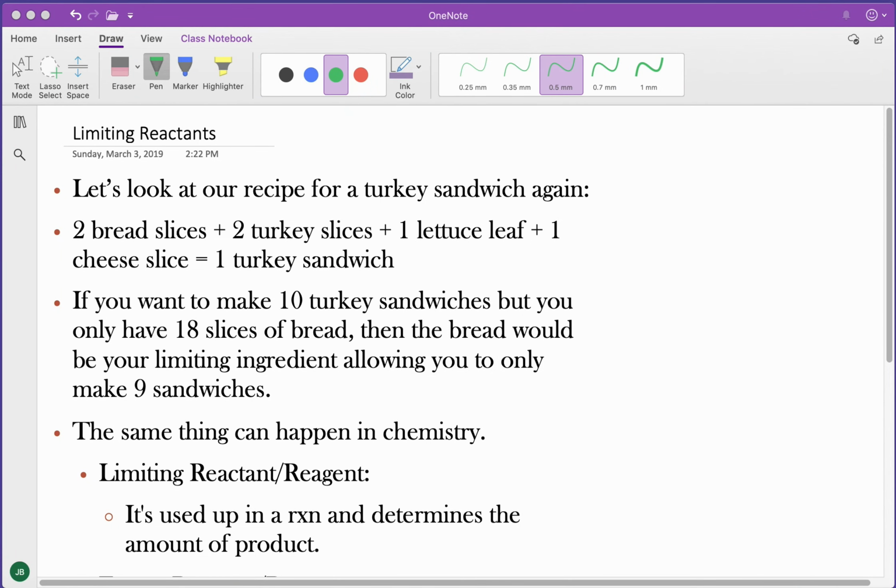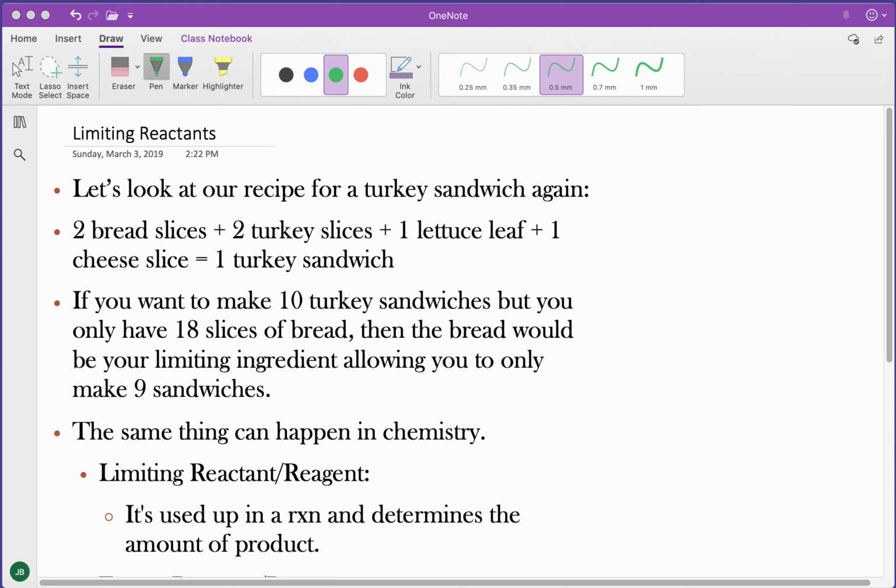All right, in today's lesson, we are going to look at limiting reactants in this video. And in the next video, we're going to look at percent yield. And we're going to see in that second video how limiting reactants is related to percent yield and how we can put it all together in one problem.